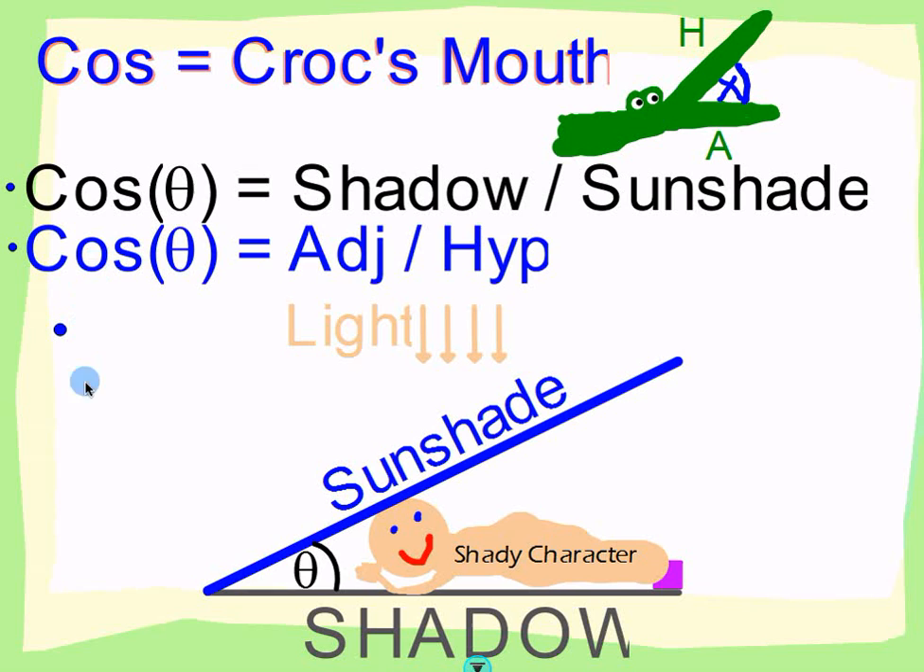And what we could say is the cos of this angle is equal to the adjacent length divided by the hypotenuse length. And here, the length adjacent to the angle is the shadow, and the hypotenuse, the longest side, is the sunshade. That's just one way of remembering.